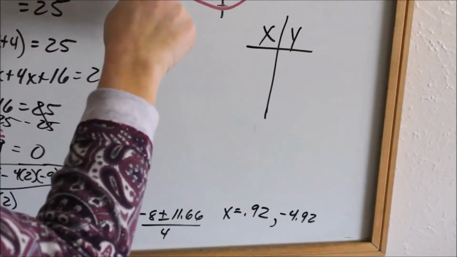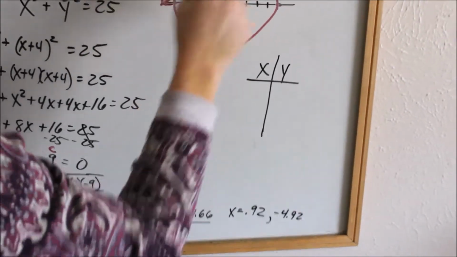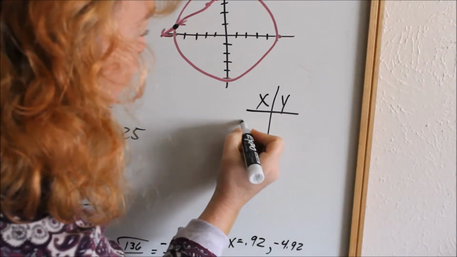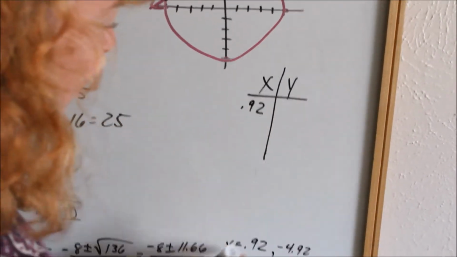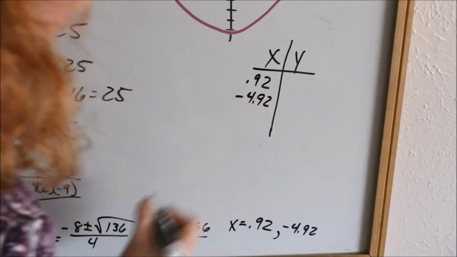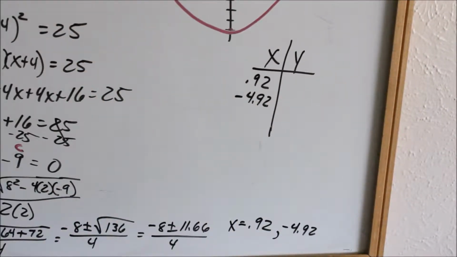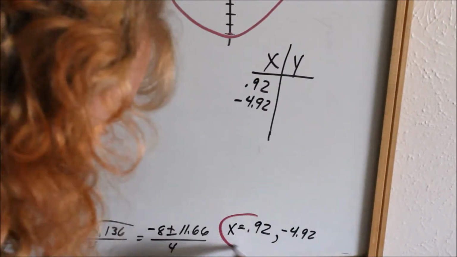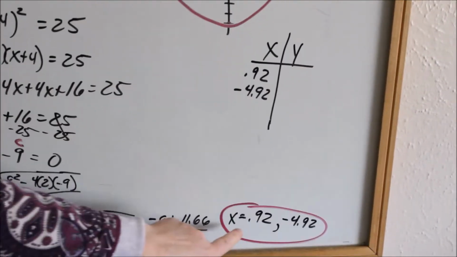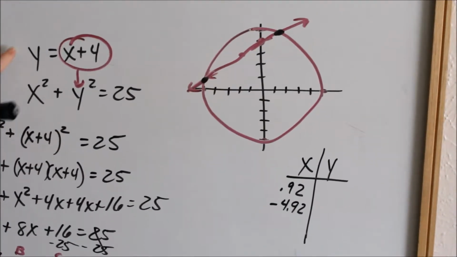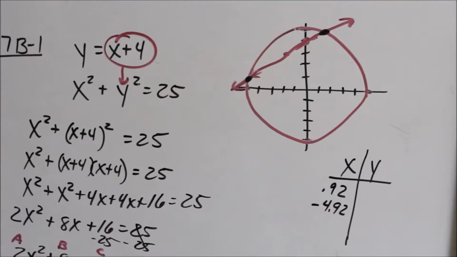Remember, I should be coming up with 2 points. So I should have 2 x values. I need an x coordinate for each one of those points. So one of my x coordinates is 0.92. And then one of my x coordinates is negative 4.92. So how do I find my y coordinates? Well, these were my x coordinates. So take your x coordinates and plug them back into one of your original equations to find your y coordinate.